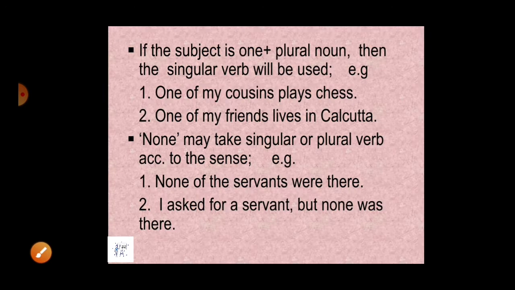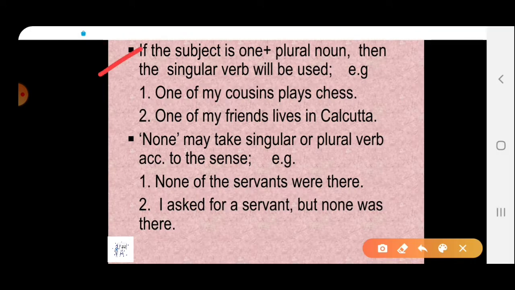Fine. Next, if the subject is one plus plural noun, then the singular verb will be used. For example, one of my cousins. Here cousins is plural noun, but we will take one as our subject and that is singular in its form. So with it we will take singular verb, that is plays. Same it is given in the second sentence. One of my friends lives in Calcutta.